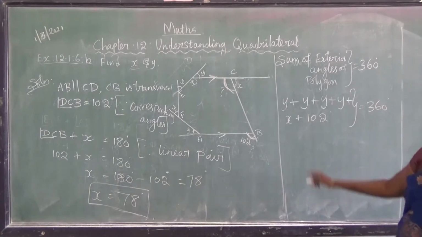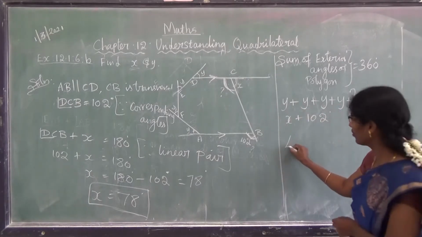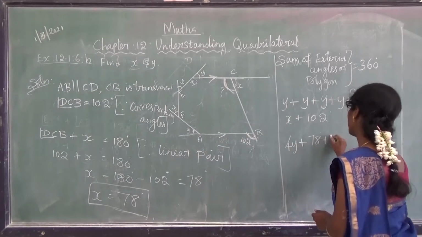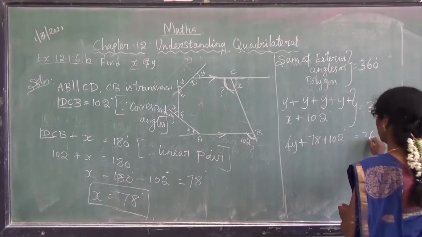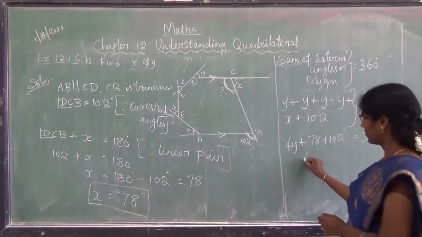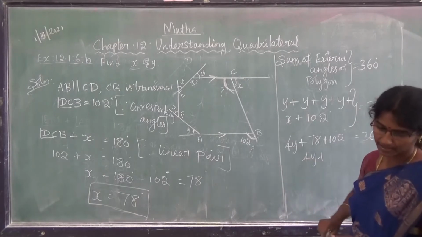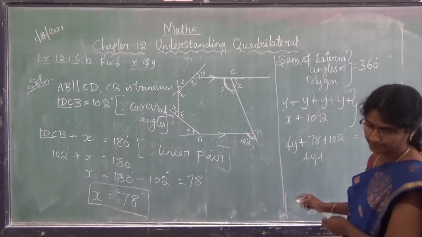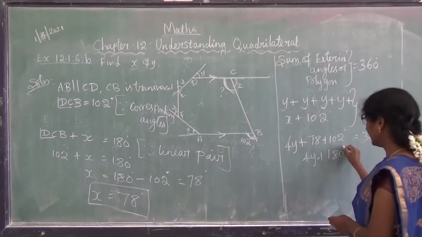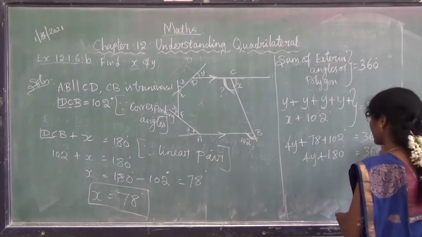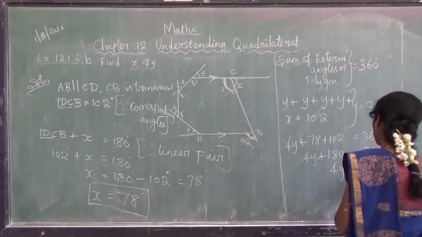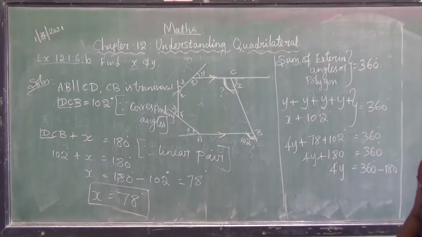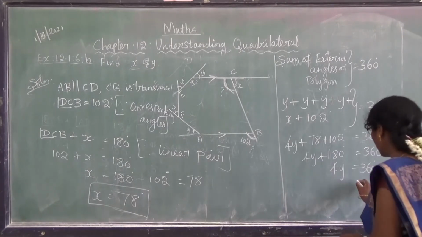So totally how many y's are there? 1, 2, 3, 4. So 4y plus the value for x, which we found as 78, plus 102 degrees, is equal to 360. If I add 78 and 102 degrees, it is 180 degrees, which is equal to 360. So 4y is equal to 360 minus 180. If we subtract 360 and 180, it is also 180.